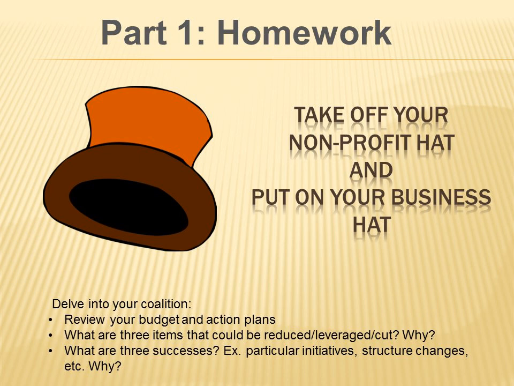Like I said, you're not graded. This is just so you come back to part 2 ready: review your budget and action plans and think about what items could be reduced, leveraged, or cut, and why. And what are 3 successes, for example particular initiatives, structure changes, etc., and why? Leah will email you the PowerPoint and the sustainability tool so you can work through some of that. That will come back for part 2 so we can really look at what has been working for your coalition and what we can take to the next level, hopefully, so that you can find new ways of generating revenue.